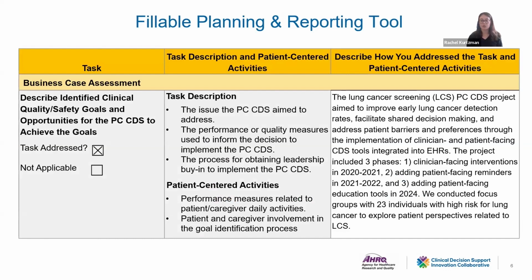In each task row, there are 2 checkboxes, task addressed and not applicable, because not every task is relevant for every PC-CDS implementation. The middle column includes the task description and associated patient-centered activities, and more detail is included in the user guide. The right column is a fillable field where users can provide details on how their project addressed the task and patient-centered activities as shown here.